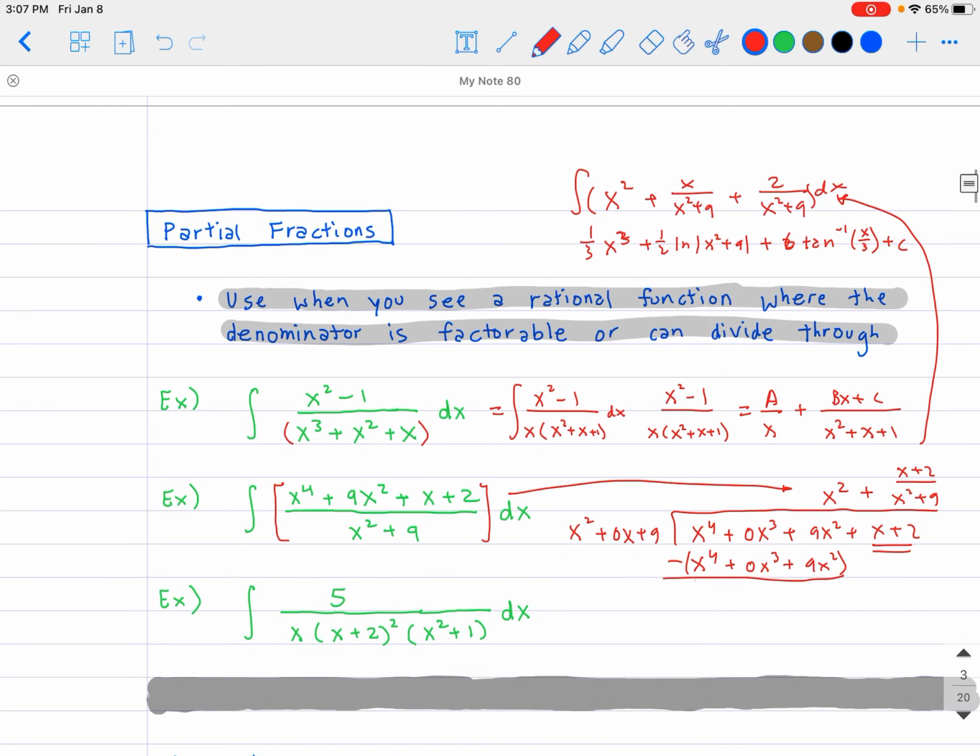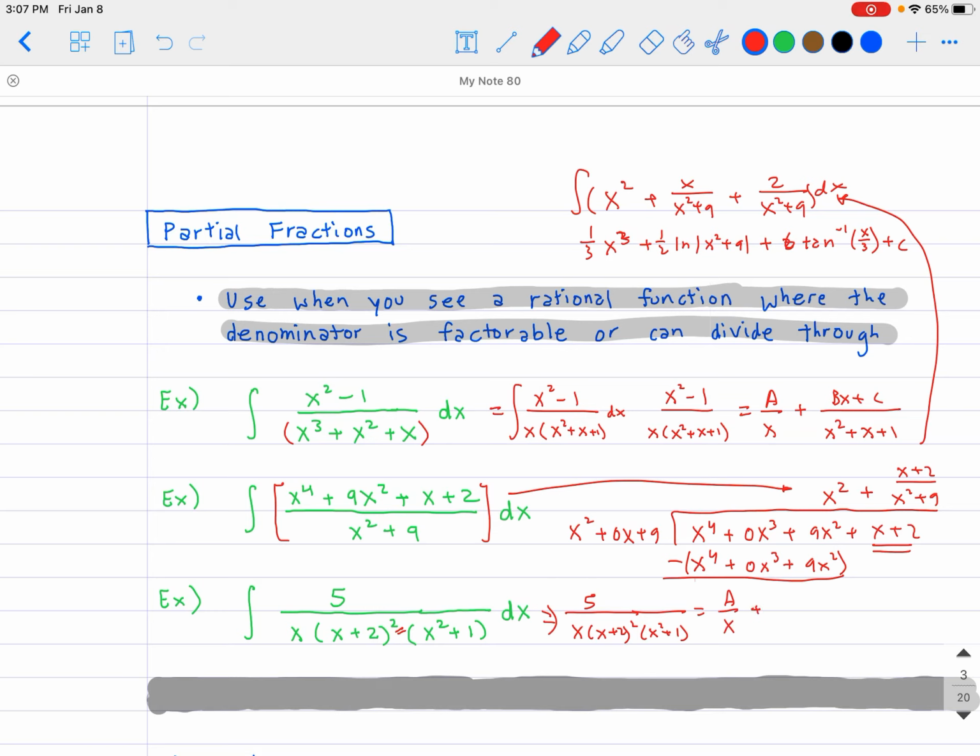Okay. And finally, for the last example, this one right here is going to be another example of partial fractions. And the trick is, if you have an exponent, then that means you have to have a number of fractions equal to those exponents. So in this case, this 5 divided by x times x plus 2 squared times x squared plus 1 is going to break into the following partial fractions.